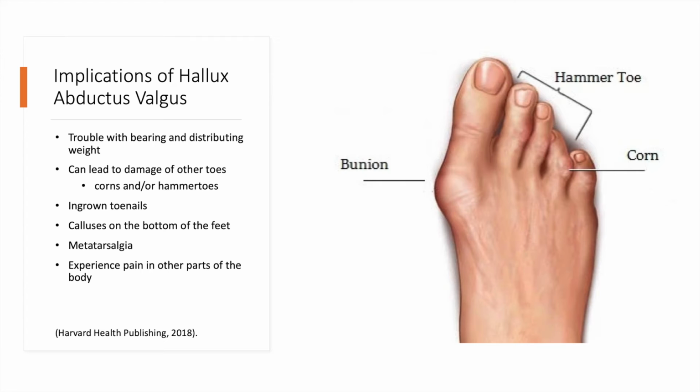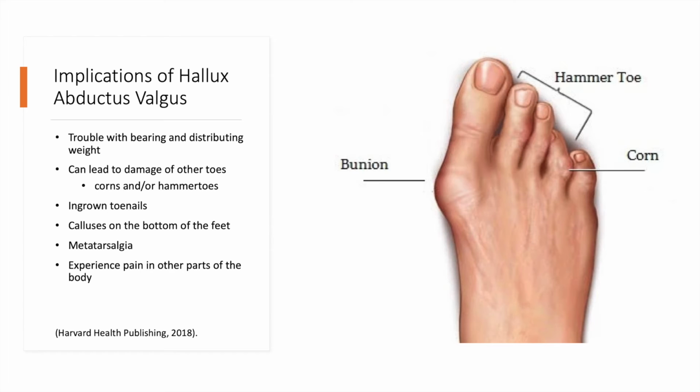This slide lists some common implications of a Hallux Abductus Valgus. Individuals with this condition may have trouble bearing and distributing weight in a variety of body mechanics like squatting and dorsiflexion. Additionally, bunions on the big toe can lead to damage of the other toes. With pressure from the big toe, the others may develop a bend in the toes called hammer toes. Bunions may also lead to corns, which are calluses on the anterior aspect of the toes.